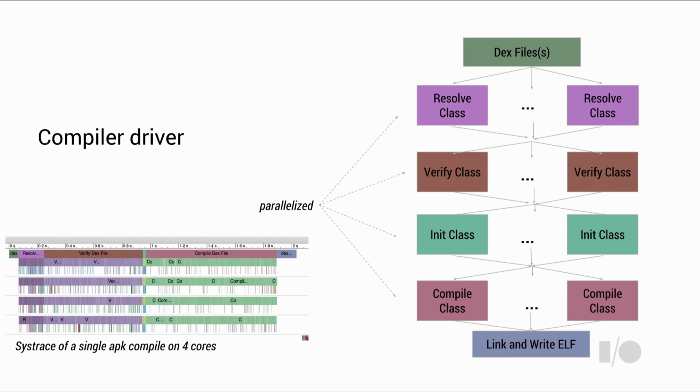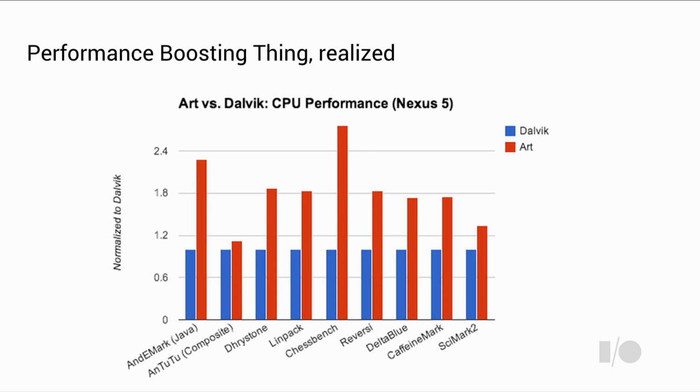So finally, we have a link step where we combine all the references between the compiled code and any references to the frameworks code and metadata, and then we link that together and we write out an ELF file. So what does this get us? So this is the slide from yesterday's keynote. I wanted to go into a little bit more detail.